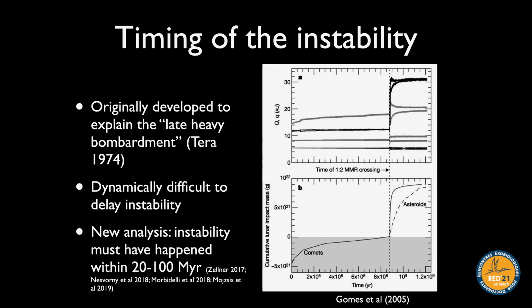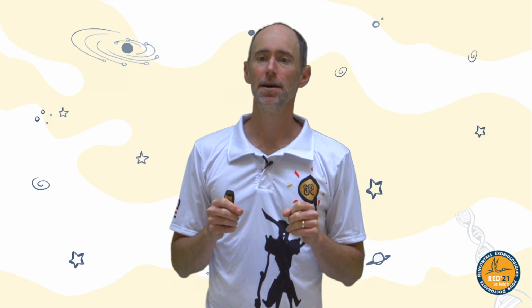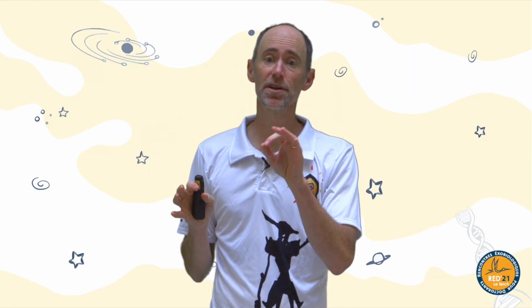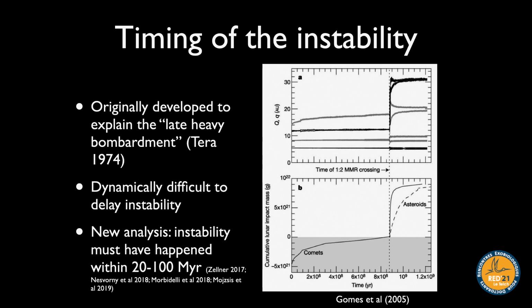What about the timing? Well, when this model was developed in 2005, it was developed to explain, in part, what was then called the late heavy bombardment, or the terminal lunar cataclysm. The idea being that there was a spike in the bombardment on the Moon, recorded in the crater distribution on the Moon. And so the model initially invoked a slow evolution at first, with then a late instability. This diagram is showing the early evolution of an early version of the Nice model.